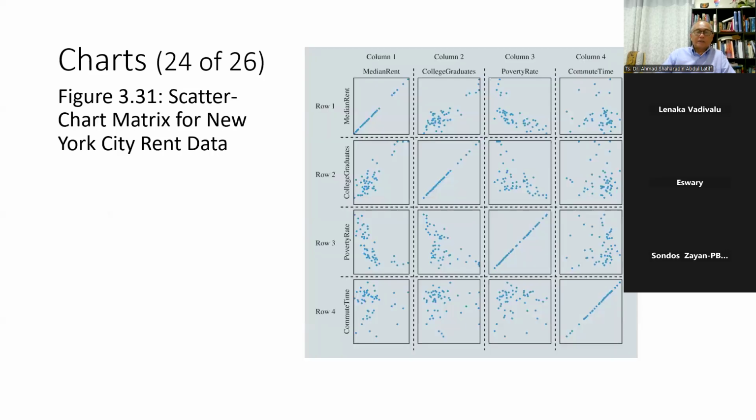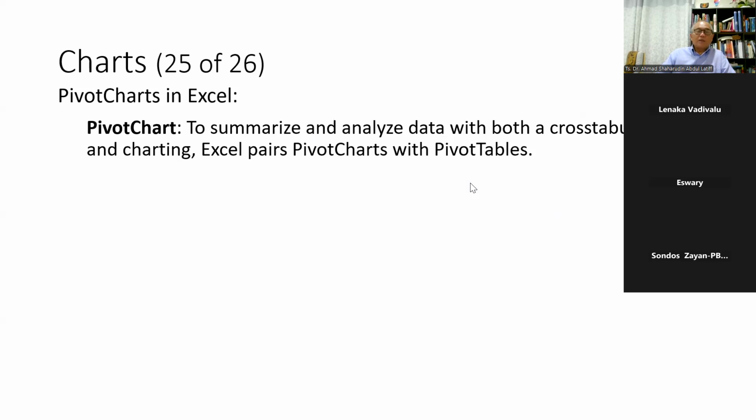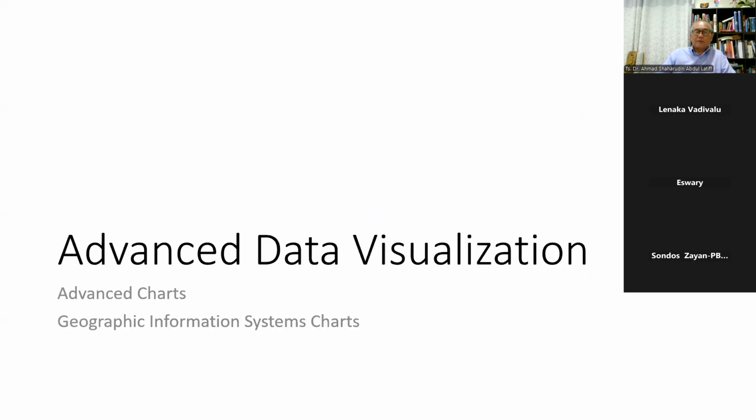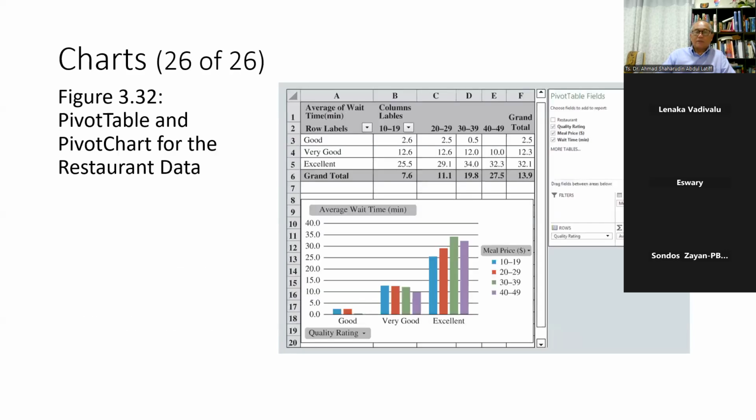And with the stack column, you can see the total because you're stacking them. Okay, this is a scatter chart matrix where you combine all. This is a matrix. You can use pivot table to do the column chart here.